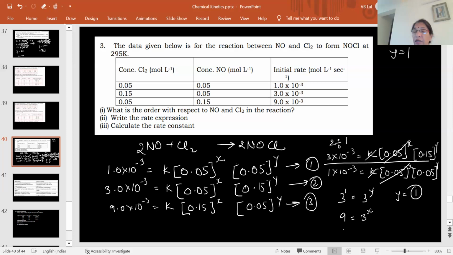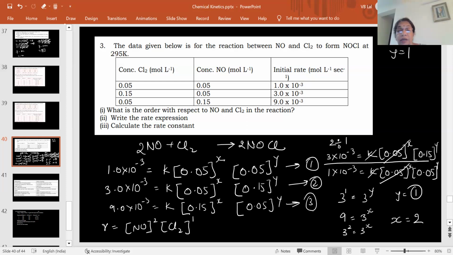Okay, so I can say 3 raised to 2 is equal to 3 raised to X. So what will be the value of X? X will be equal to 2. Okay, so now I can change the rate law, and what can I write? R is equal to [NO] raised to 2 and [Cl2] raised to 1.